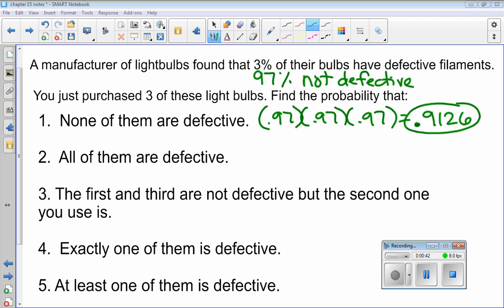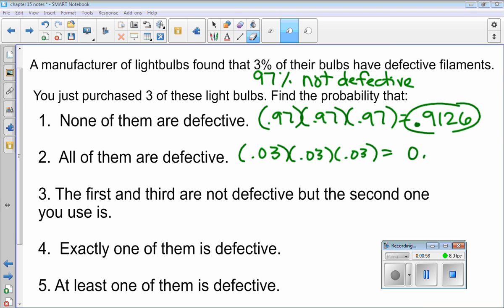All of them are defective would be 0.03 times 0.03 times 0.03. And what's that one for you, Zachary? This is going to be 272. It gave it to me. How many zeros are there? 4. It's 0.27 times 10 to the negative 5. It's 4 zeros. All right.